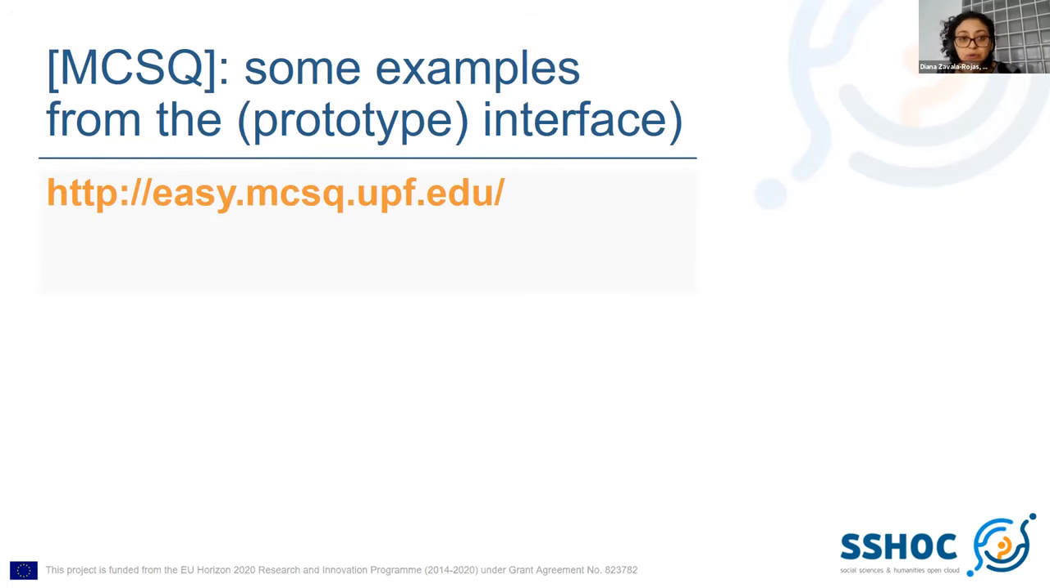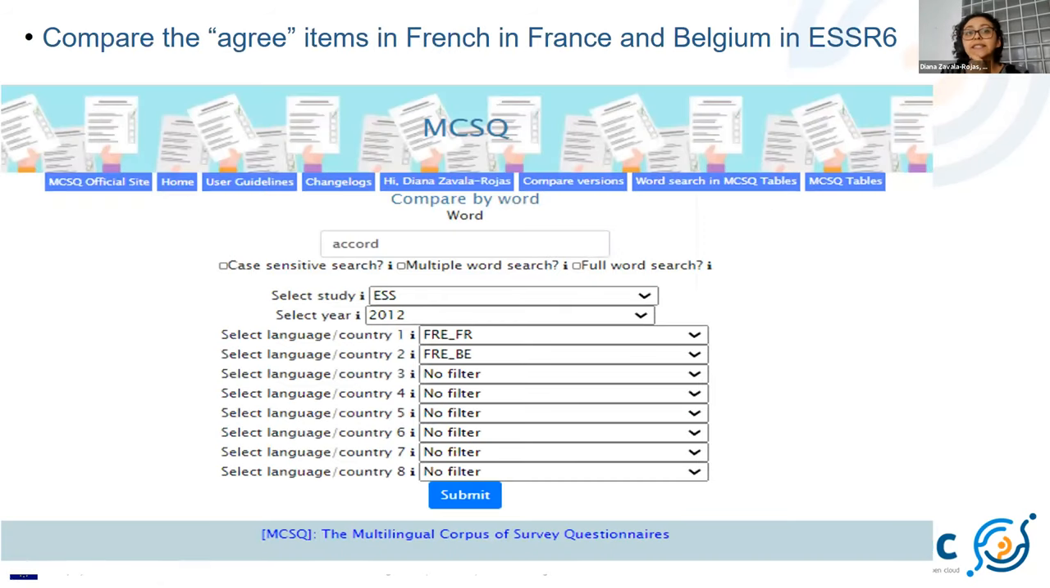So I will now show you some examples of the MCSQ from the prototype phase interface. We aim to develop this interface to beta version during the SHOC. Now it's a prototype and you can access it on this website. So for instance, what about comparing the agree items in French in France and in Belgium in the ESS round 6? You would put the equivalent of agree, accord, in compare by word. So I'm here in the compare versions area. And then select the study, select the year, and select the language-country combinations you want to show in the same table.